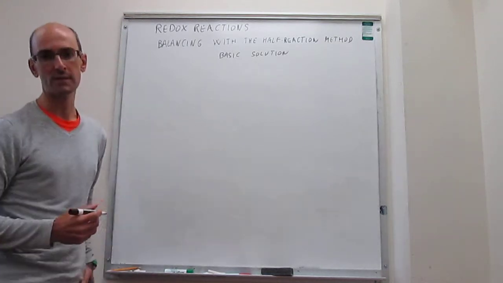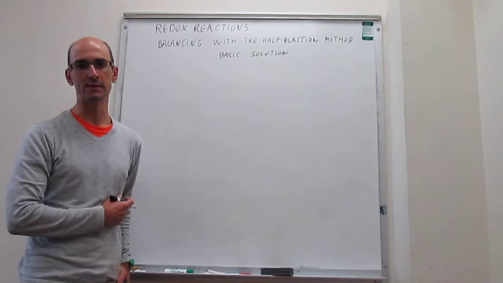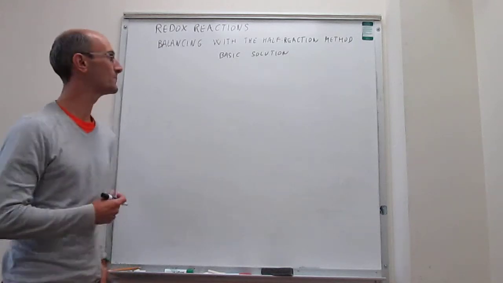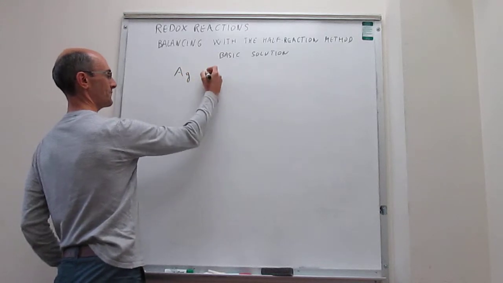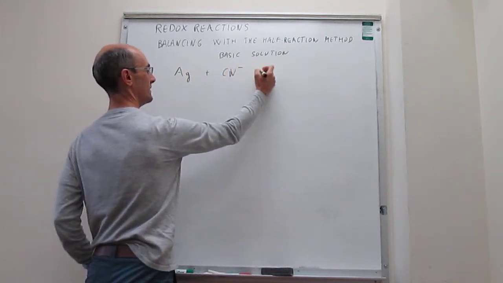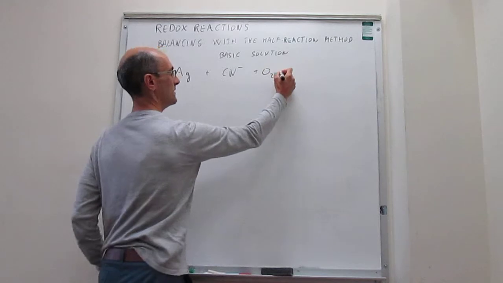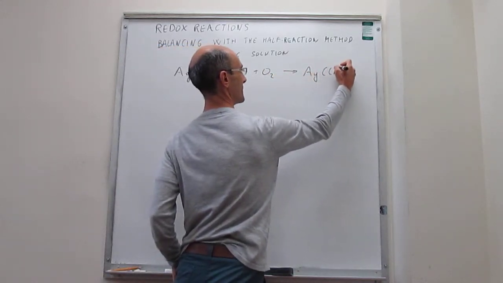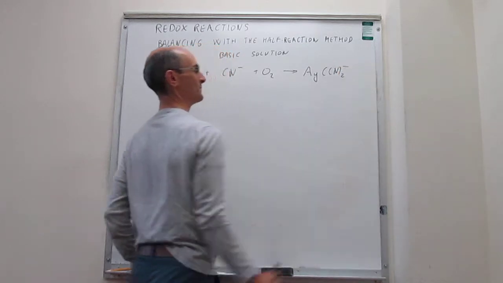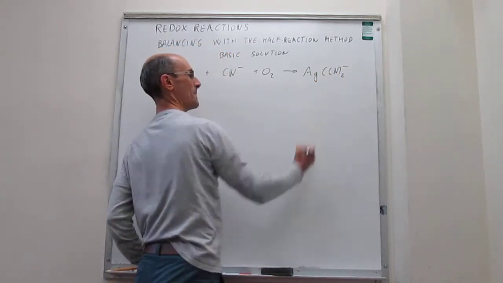We're actually going to do this using an example as opposed to just enumerating the rules. The reaction that we're going to try to balance is silver reacting with cyanide and then oxygen to generate a silver cyanide complex ion, which is that one.